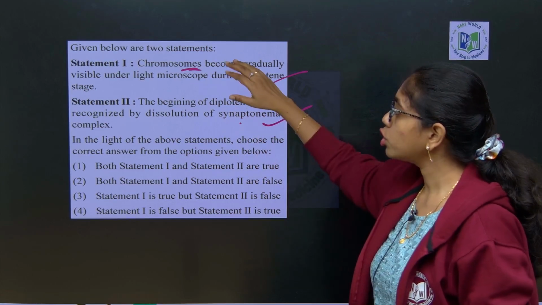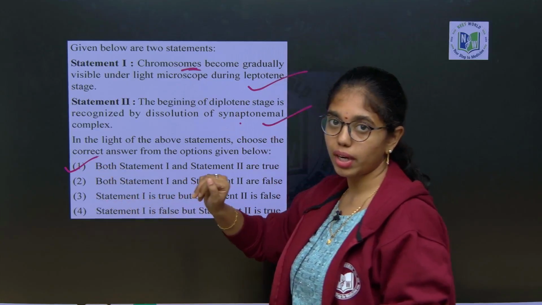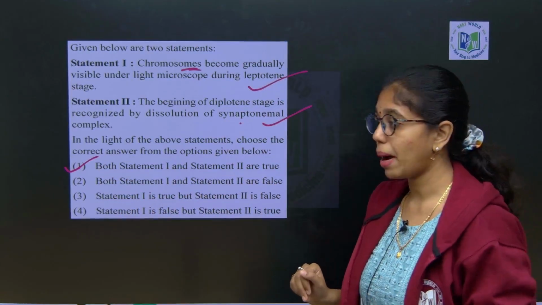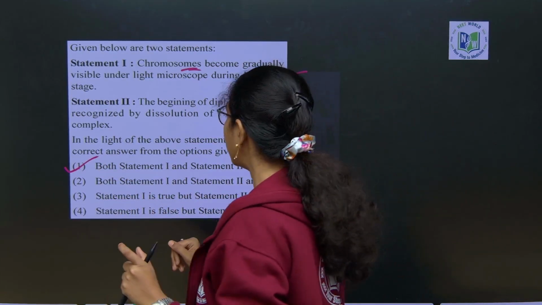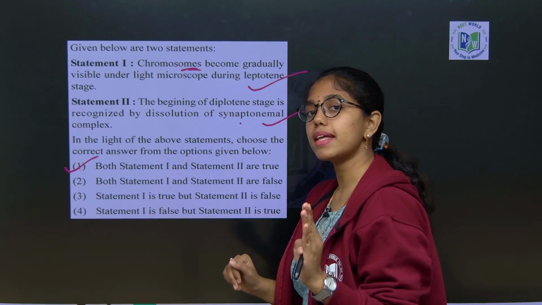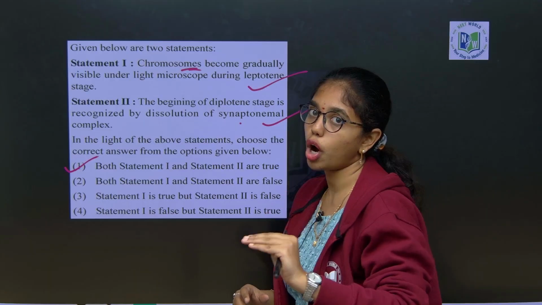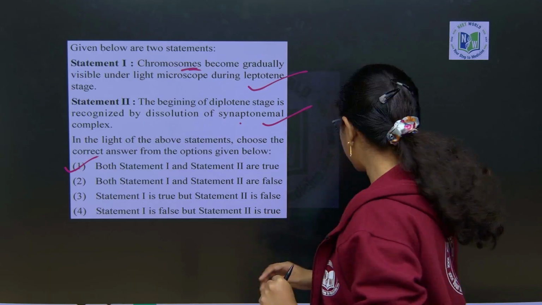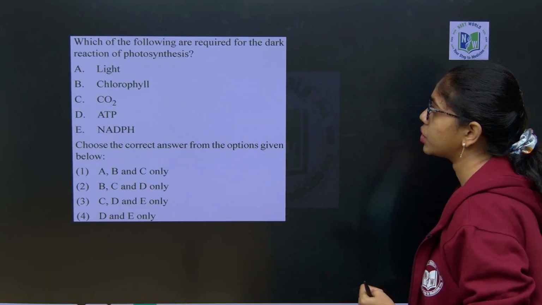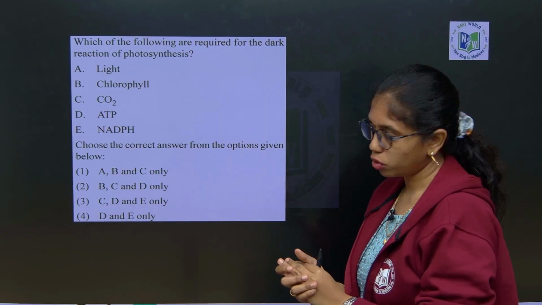This is true. So both the statements are true. Okay, both statement 1 and statement 2 are true. If the question is about dissolution of chiasmata, then your answer should be diakinesis, that is the last stage of prophase 1. Clear? Yes. Next, which of the following are required for dark reaction of photosynthesis?